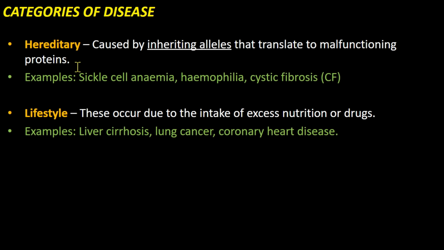Hereditary diseases are caused by inheriting alleles that are going to translate to malfunctioning proteins. Basically, your DNA is going to tell your body to operate differently and to form different structures that do not work or function as well. Examples would be sickle cell anemia, which forms deformed or sickle-shaped red blood cells, hemophilia, which affects blood clotting, and cystic fibrosis, which affects the lungs and allows the buildup of mucus.